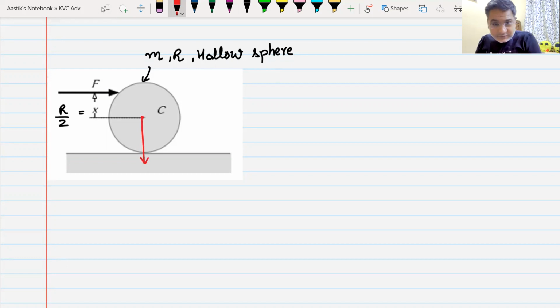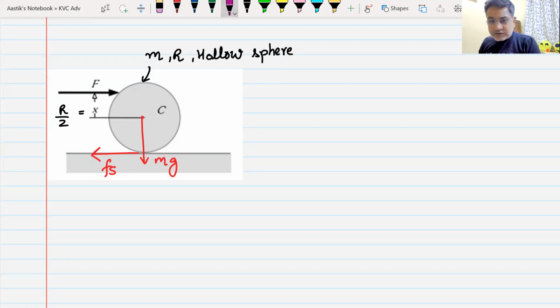The first step is drawing the free body diagram, mg. Now we have to find out the direction of friction. What will be the direction of friction? Opposite to F, sir. Means backwards. Yes or no? Yes, sir. Fs would be backwards. As soon as we get this, we can move ahead.